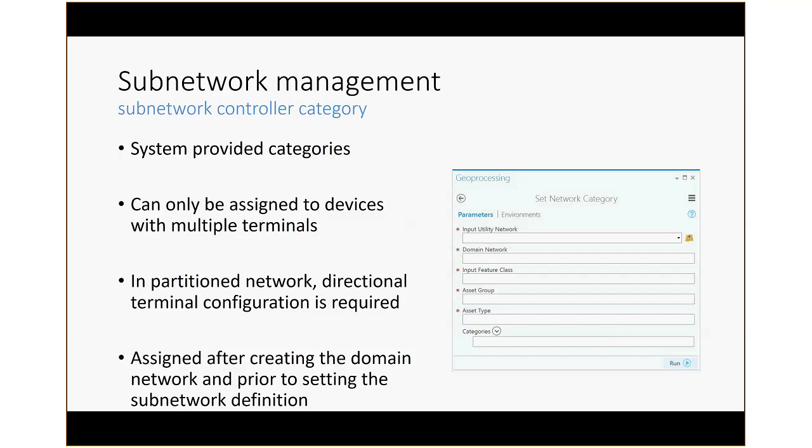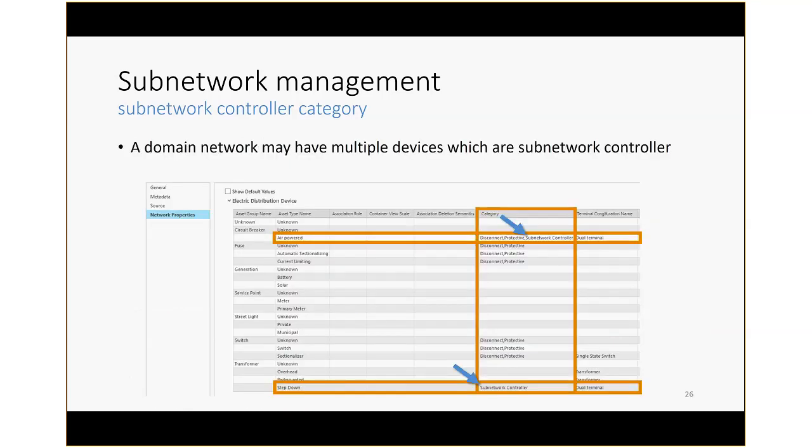I mentioned the subnetwork controller category. This is a system-provided category because we're explicitly looking for that category assigned to devices when giving you the choice to choose what are the valid controllers. I kind of showed you this already on the properties page, showing the category that's listed.